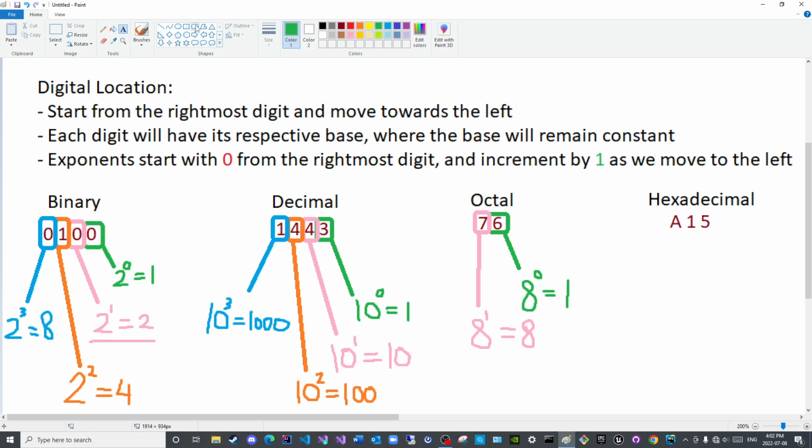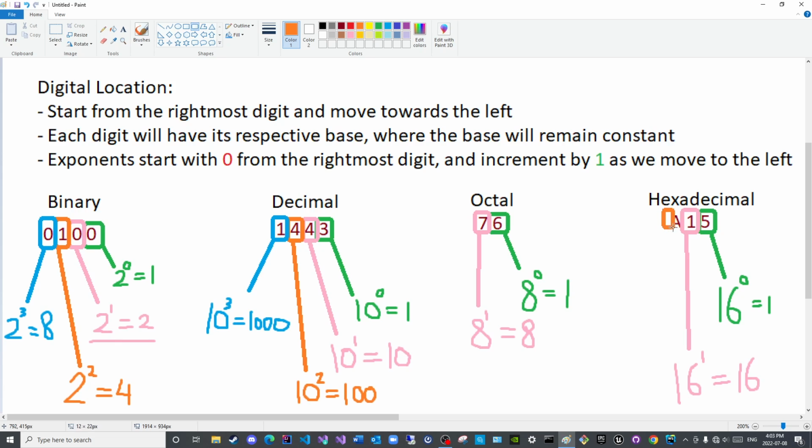Okay. Now let us see what the name of this digit or the location of this digit is. This digit is at the location of 16 to the power of 0, which is equal to 1. So this digit is known as the ones digit, or is at the ones location. What about this digit? What is the location of this digit, or the name of this digit? 16, because that is the base, it remains constant, to the power of 0 plus 1, so 16 to the power of 1, which is equal to 16. So this is the 16's location.